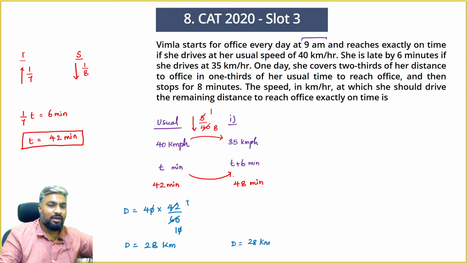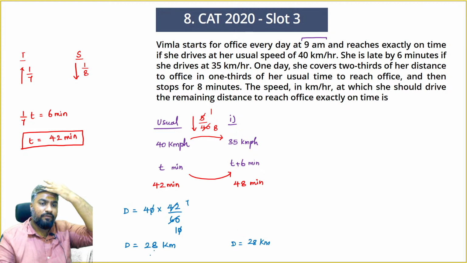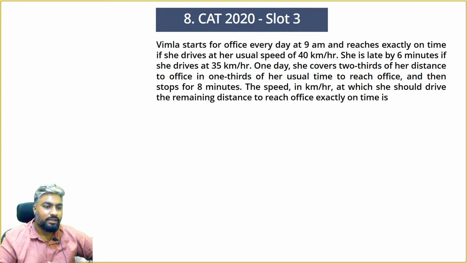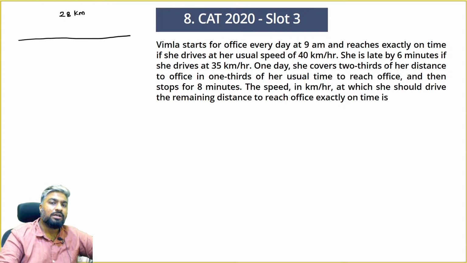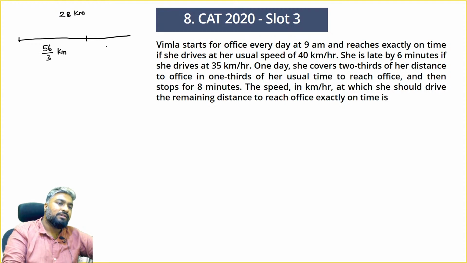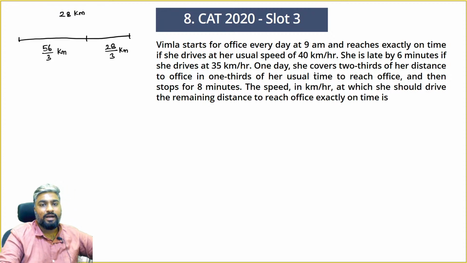If you want to check, you can. 48 into 35 by 60. Okay, cool. Superb. So we found out the distance. Now what are they telling? Look at this. So they're saying this distance, this full is 28 kilometers. Okay, so they're saying she covers 2/3 of her distance from here to here, which is 28 into 2 by 3, 56 by 3 kilometers, and this will be 28 by 3 kilometers remaining.